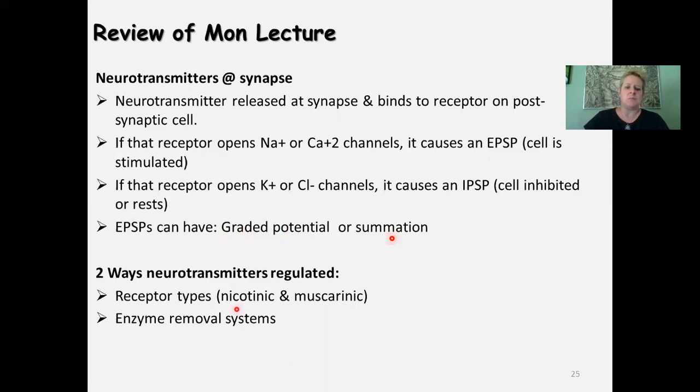And then we talked about nicotinic and muscarinic receptors. Nicotinic is for voluntary skeletal muscles. Muscarinic is for heart muscles, smooth muscles, and glands. And then we talked about enzyme removal systems, with an introduction for why these enzyme removal systems are important. And on Wednesday, I'll give you an example of when those removal systems are messed up.